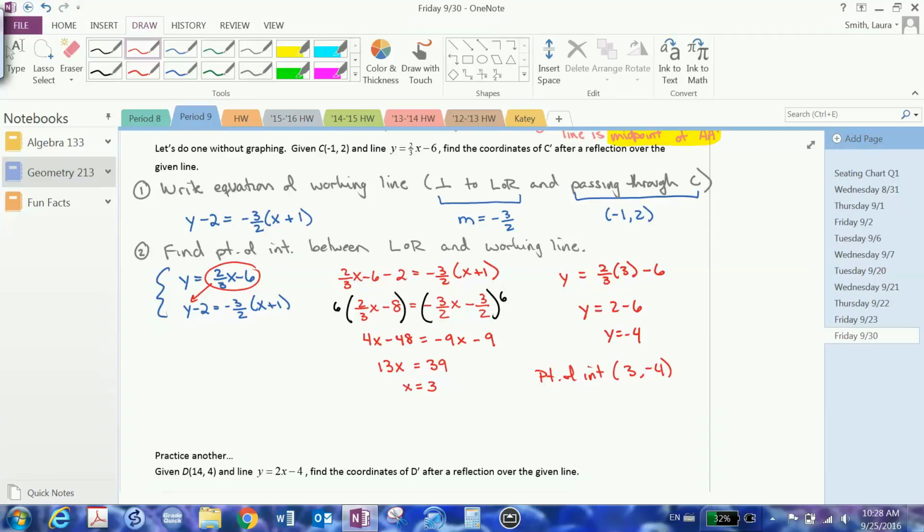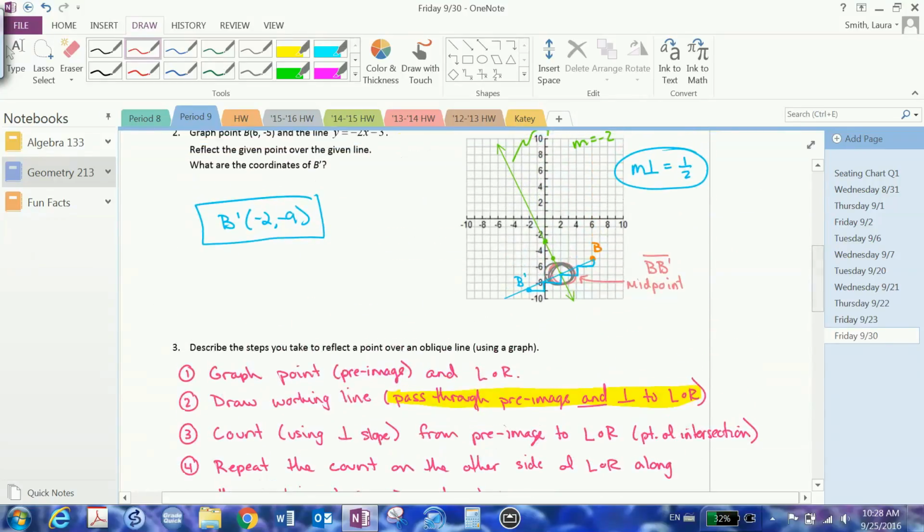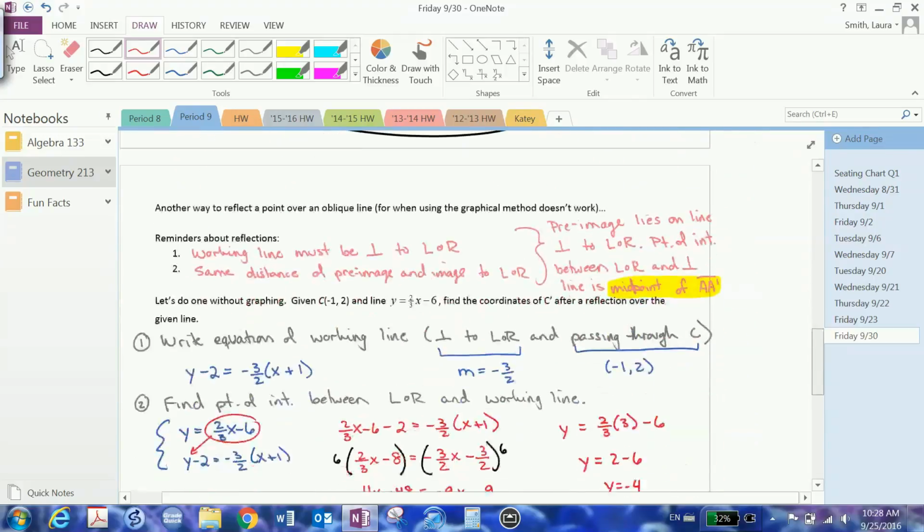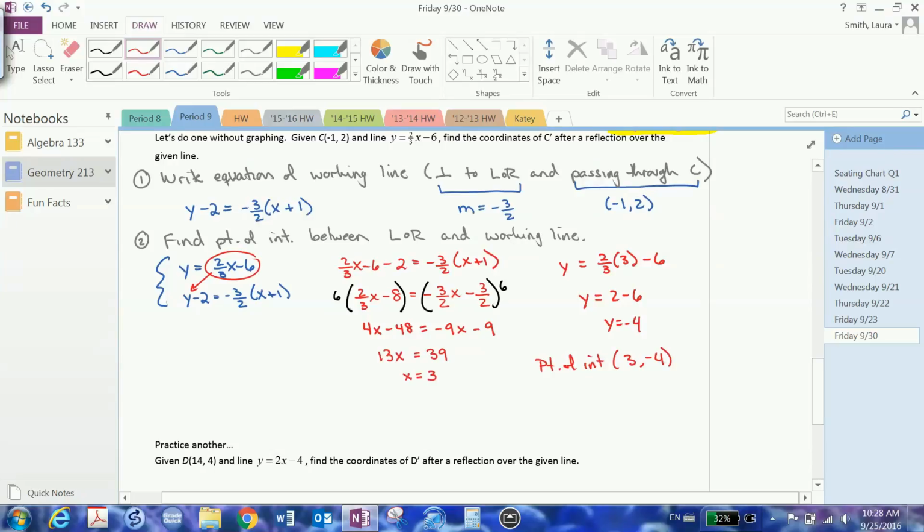All right, now keep in mind, don't lose sight of what it is. This point of intersection between the line of reflection and the working line, I'm going to take you back to the visual again, is this. And that's the midpoint. That tells me the distance. So when I call this the point of intersection, what I'm really calling it is the midpoint. It's not that it needs to be crossed out so much. It's just that it'll bring you to the idea that it's the midpoint.